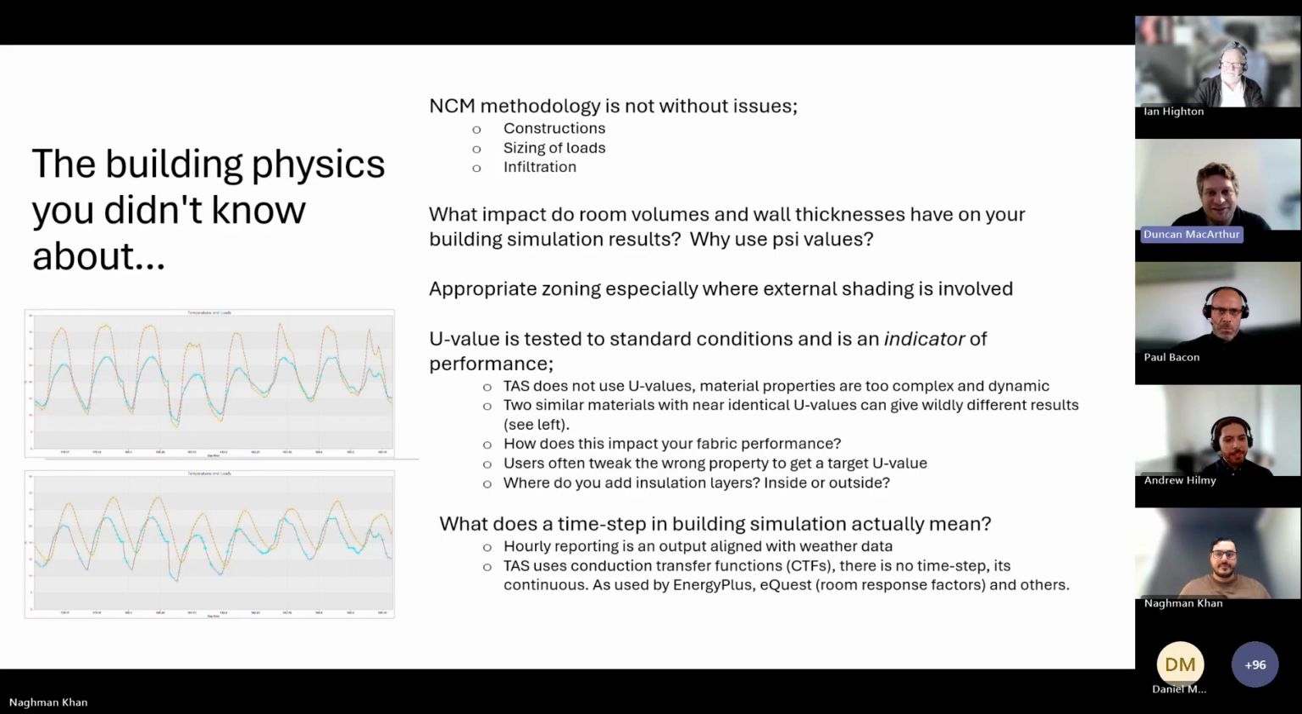So the NCM methodology is not without issues. That's what we're saying here. If you're using the NCM constructions database, always check the material properties and the order of the layers, and make sure that they're always sensible before using them. When we run Part L and EPC calculations, they're sized based on a 0 degrees outdoor temperature, and there's also no margin on the sizing. So you would never use the NCM methodology for sizing your real building. You'd always use proper CIBSE heat loss or dynamic simulation.